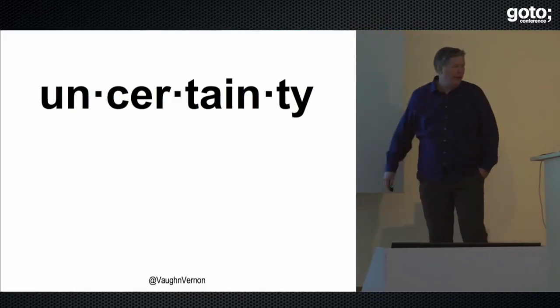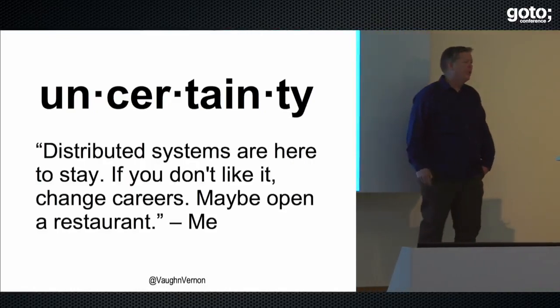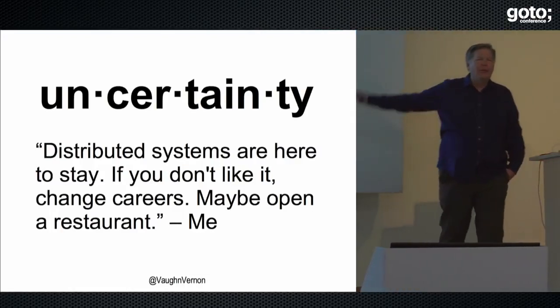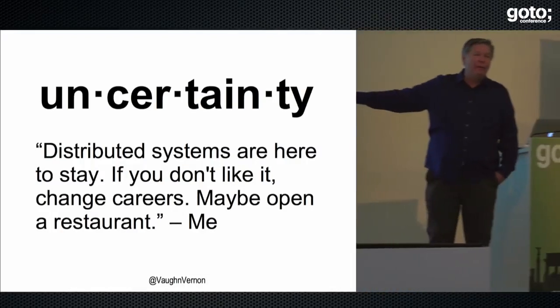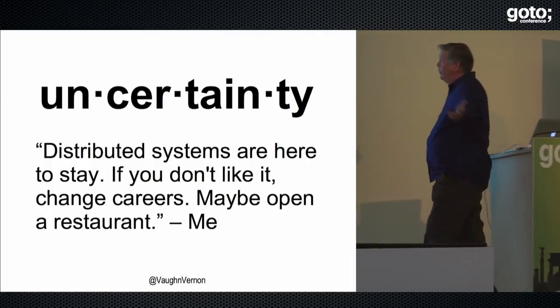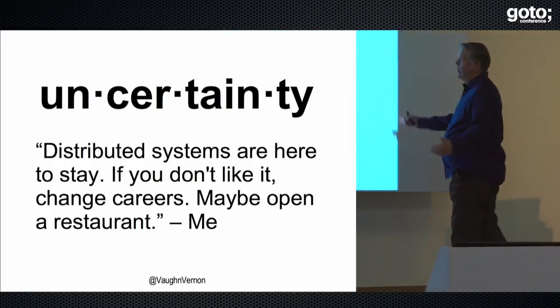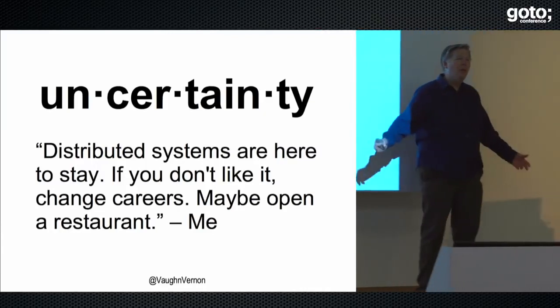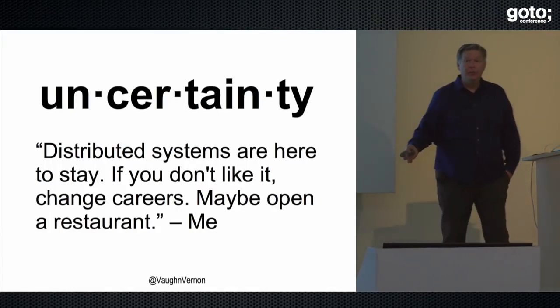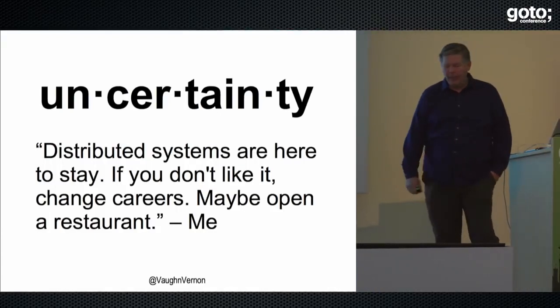Uncertainty then. How do we deal with uncertainty? Distributed systems are here to stay. I said this some months ago. I didn't think it was that funny, but people just laughed like crazy. I said, distributed systems are here to stay. If you don't like it, change careers. Like maybe open a restaurant. If you open a restaurant, you're only going to be using distributed systems. You won't be developing them anymore, okay?